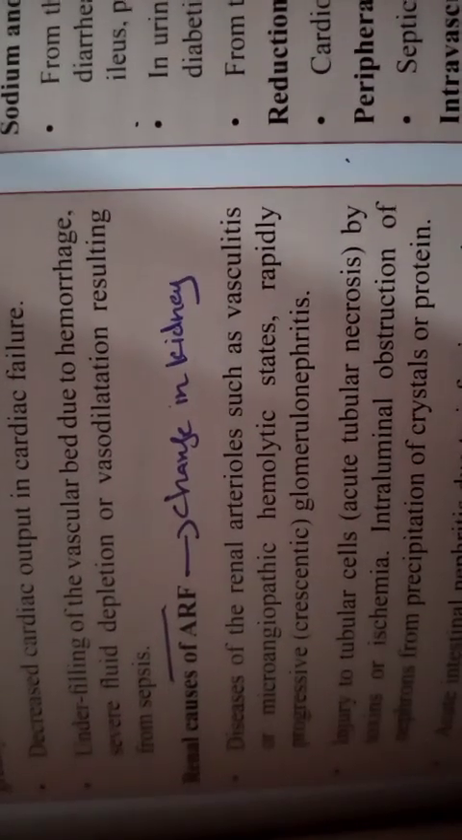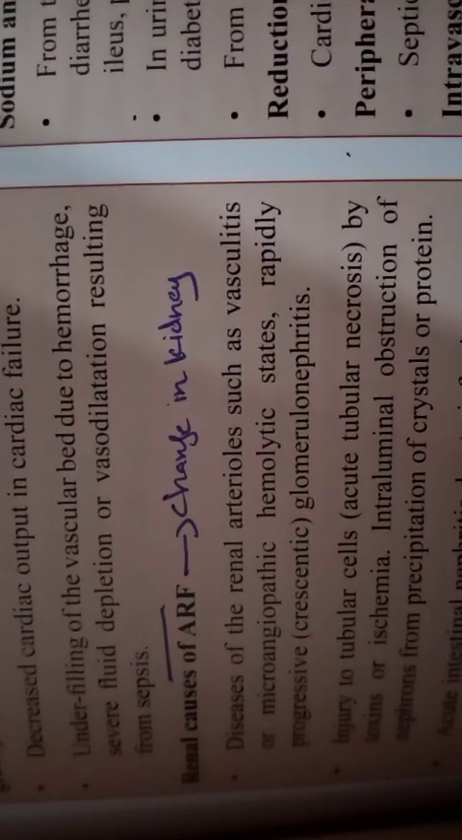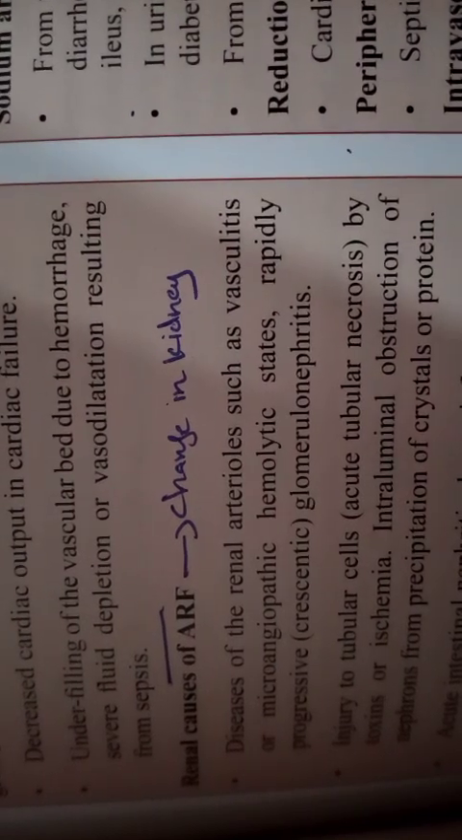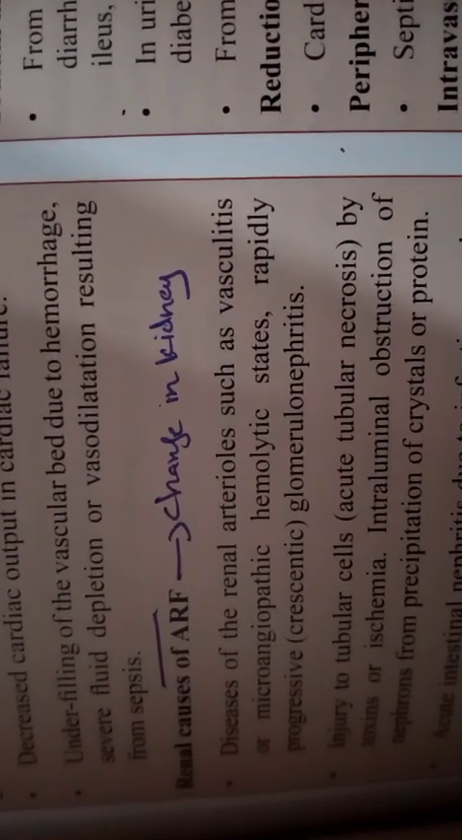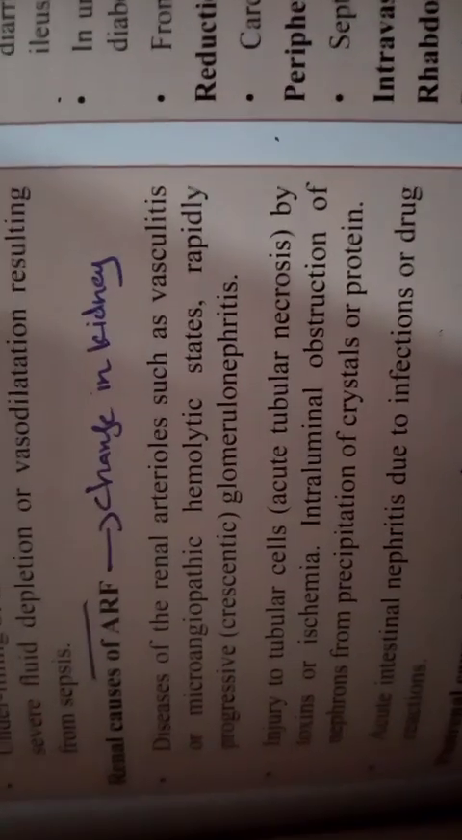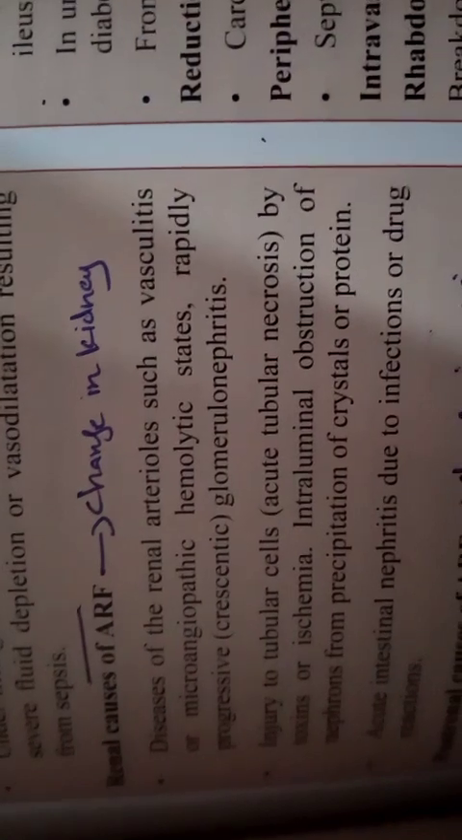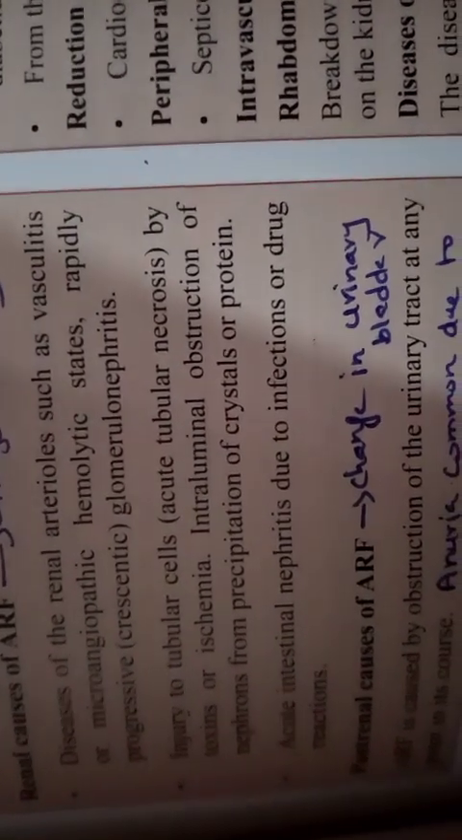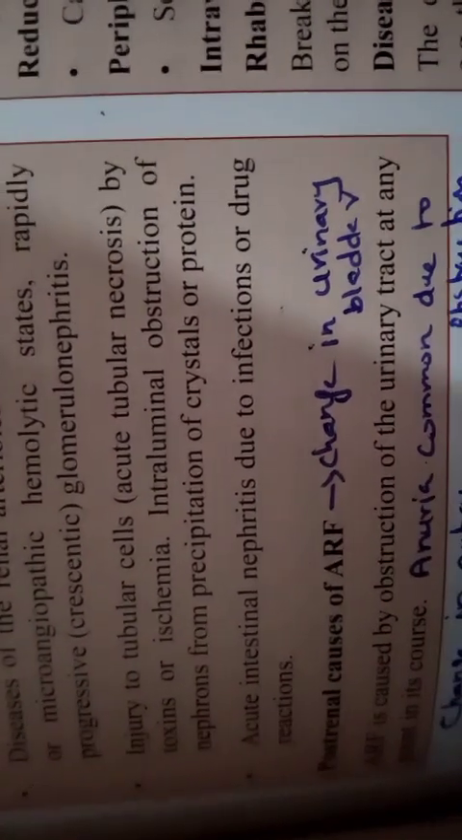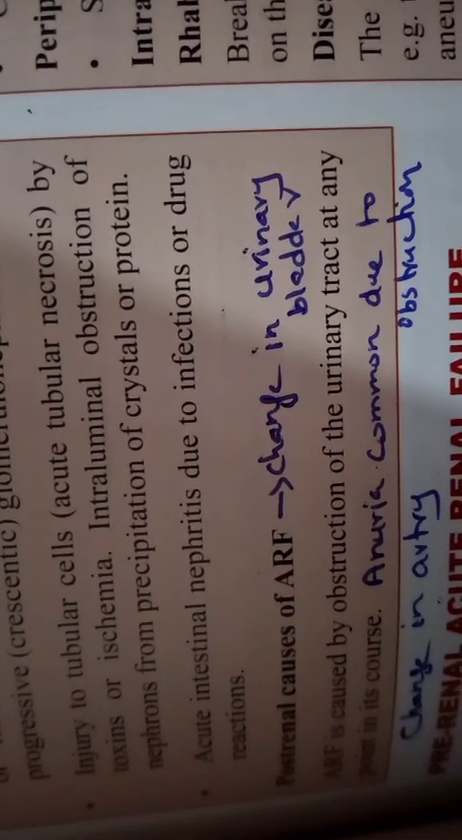Renal causes of ARF: disease of renal arterioles such as vasculitis, microangiopathy, hemolytic states, rapidly progressive crescentic GN, injury to tubular cells by toxins or ischemia, intraluminal obstruction of the nephron from precipitation of crystals or protein, and acute interstitial nephritis due to infection or drug reaction. Post-renal causes of ARF: changes in the urinary bladder and ureter, commonly due to obstruction. ARF is due to obstruction of the urinary tract at any point in its course.